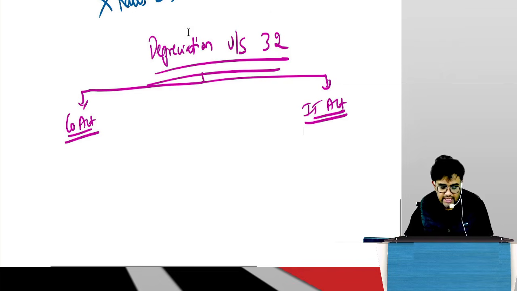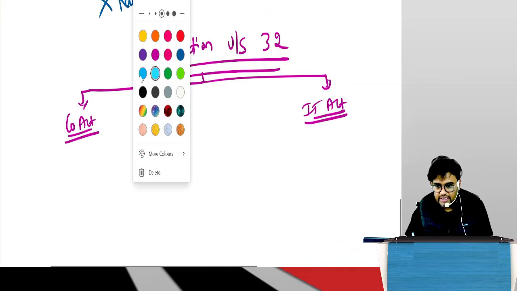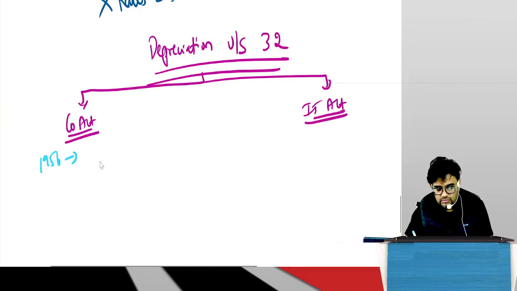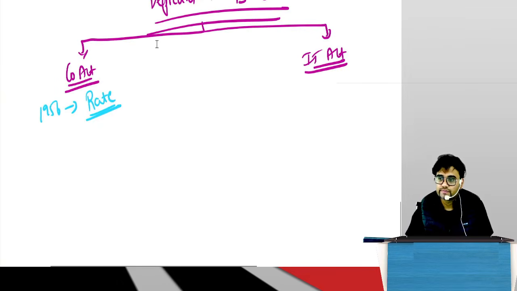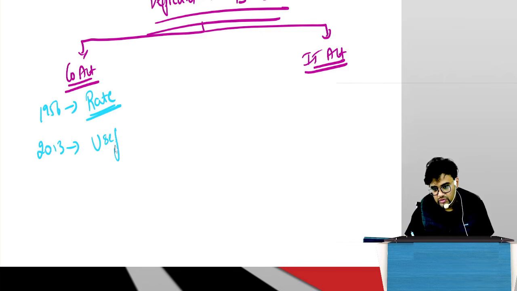As per Companies Act, in the 1956 law, it always used to be based on rate. They used to give the rate and you have to apply the rate and close it. This is in the 1956 law. From 2013 onwards, new act came, Companies Act 2013. There they started a concept of useful life. 1956, normal rate. 2013, useful life.